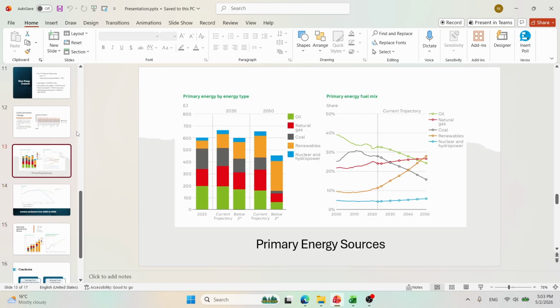In these slides, these are different times. In 2035, we can see that oil takes the maximum weightage. But if we need to control it in the future, we need to reduce oil and coal and prioritize renewable energy to sustain ourselves.